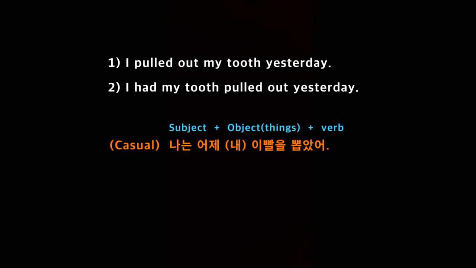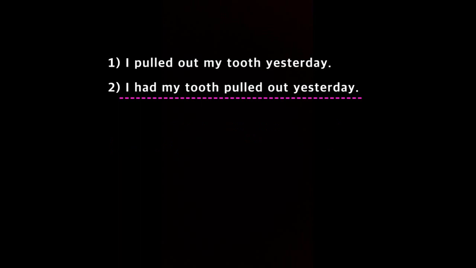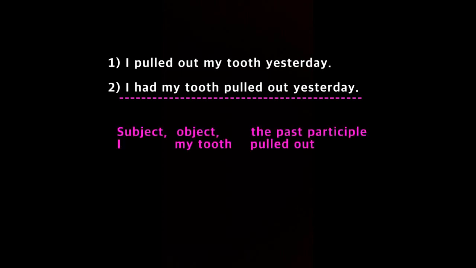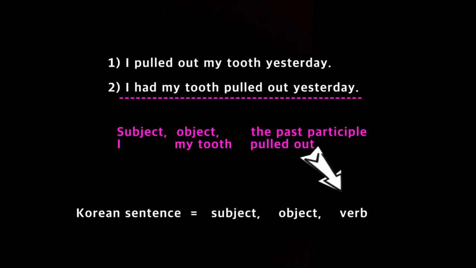In this example, we can pull out our tooth ourselves, or we can go to the dentist. So this Korean sentence can mean these two according to the context. So if you want to say this kind of English sentence and you don't have a reason to emphasize the doer, just extract three factors from the English sentence like this, and then use it to make the corresponding Korean sentence. This past participle is transformed into a verb in the corresponding Korean sentence.